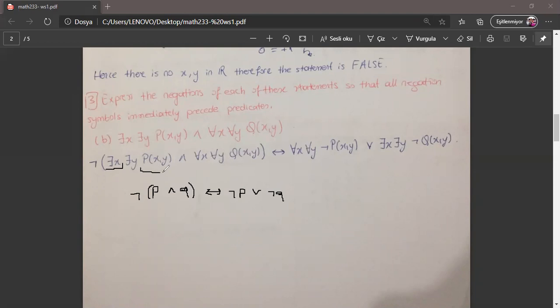Again, the negation of this predicate is not P. Now what happened to this? It will be "or", as in here, okay? So there exists some x, there exists some y, and not Q, as in here. So this one was again easy.